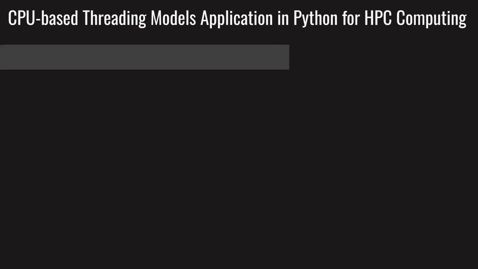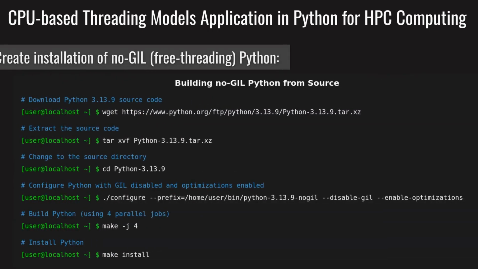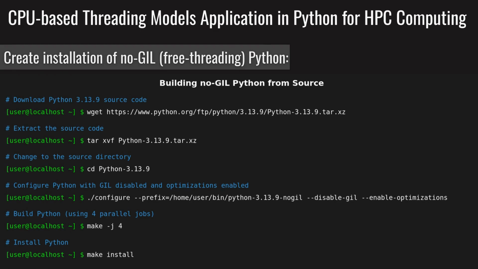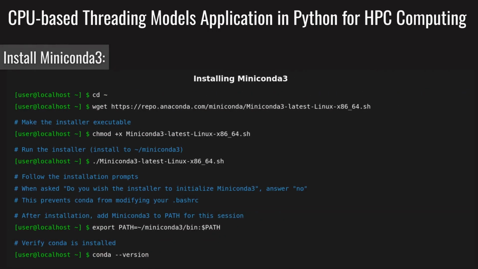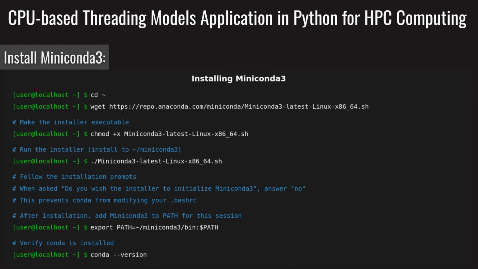The easiest way to create your own installation of no-GIL Python is to download the latest Python code and compile it by yourself locally, passing the disable-GIL option to the configure script. That way, you will be able to work with the code example we provide you with later. Here we show how to install Miniconda 3 to bring the Conda tool into your system. In case you have Conda already installed, you may skip this step.